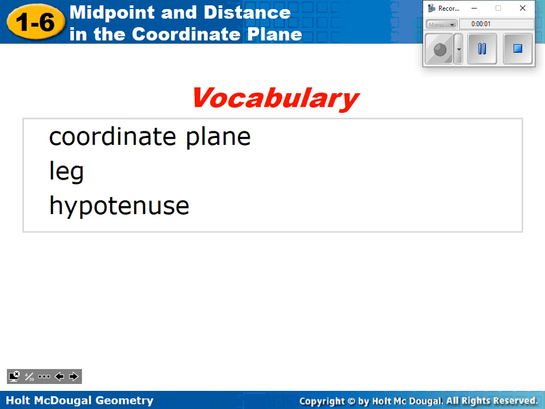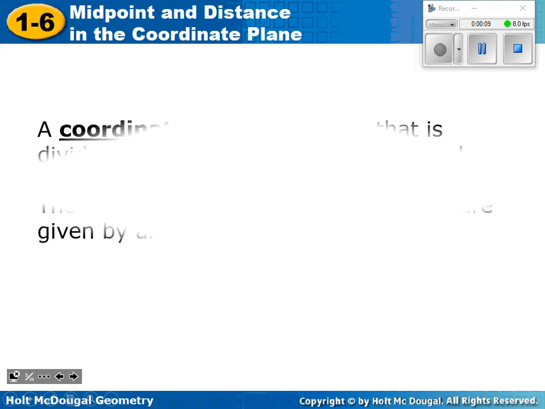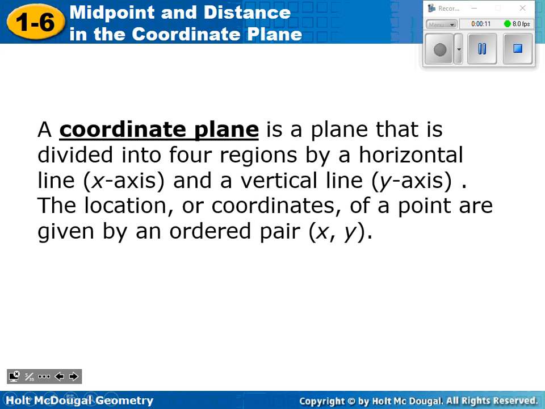From out in, like the coordinate plane, which you're familiar with, and then talk about our special right triangles that have legs and hypotenuse. So starting with the coordinate plane. The coordinate plane is divided into 4 regions. We call those quadrants. They are divided by the x-axis and the y-axis.